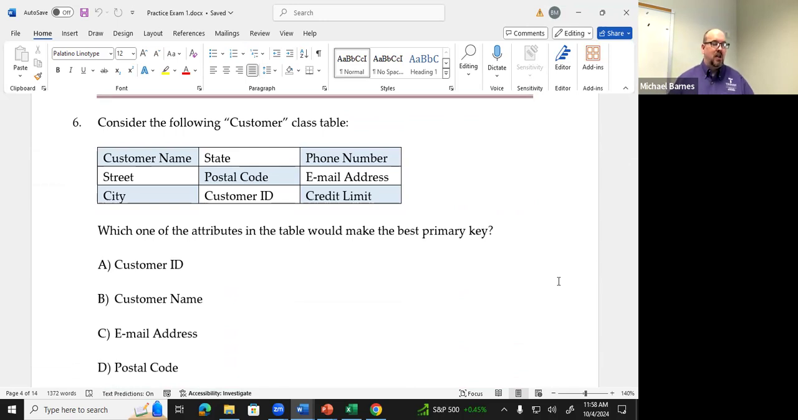So we're looking for a customer class. What would be the best unique identifier? Would customer name be a good unique identifier? Probably not. Probably not city, street, state, probably not postal code. What about customer ID? I like that one. We can assign a unique customer ID for each of our customers. So that's going to be our best primary key.